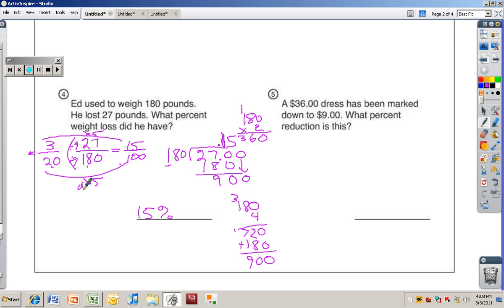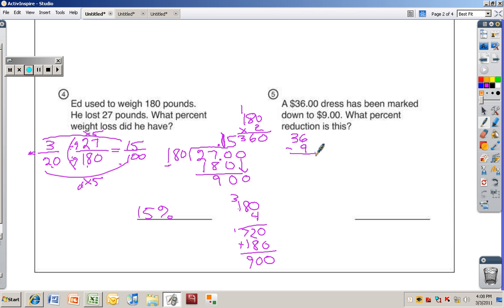All right, go ahead and pause the video, do number 5, turn it back on when you're ready to see the solution. A $36 dress has been marked down to $9. What percent reduction is this? Whoa, it's marked way down. Okay, so how much did it go down? Let's figure that out. It started at 36 and went all the way down to 9.